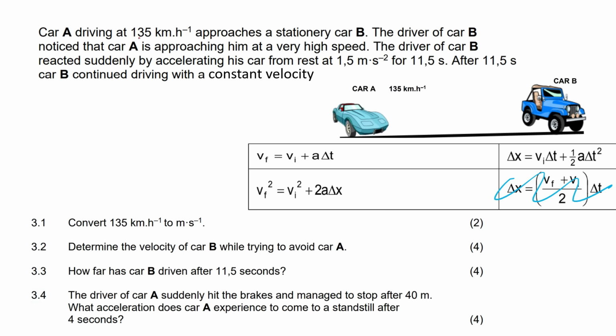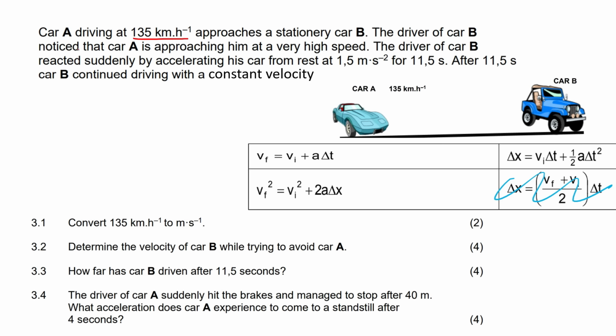Car A driving at 135 kilometers per hour. That is really fast. Okay, this guy's speeding. You're not allowed to go more than 120 on the national roads of South Africa. So this person is speeding. So approaches a stationary car, meaning this car is not moving.